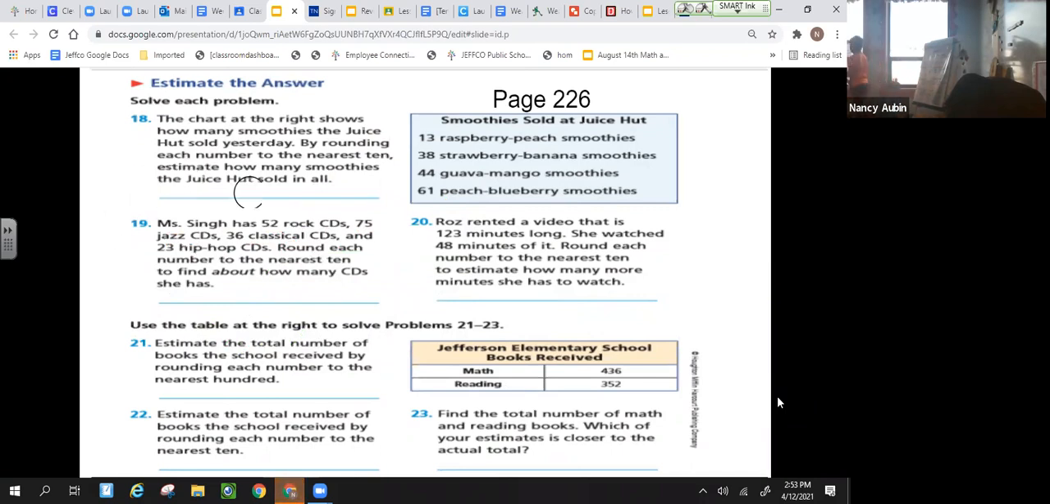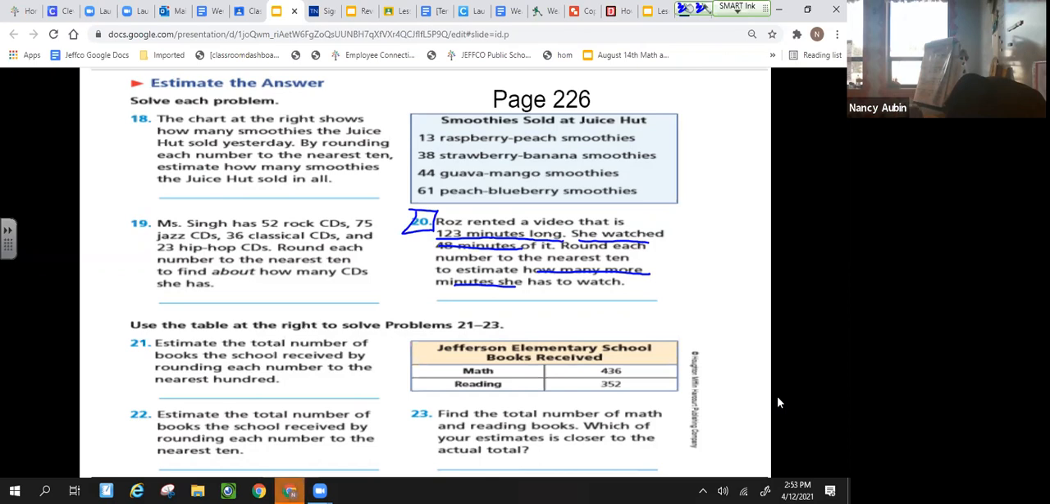All right. Let's look at number 20. Roz rented a video that is 123 minutes long. She watched 48 minutes of it. Round each number to the nearest 10 to estimate how many more minutes she has to watch. What do we know about how many more, Paxton? Kind of a clue, right?